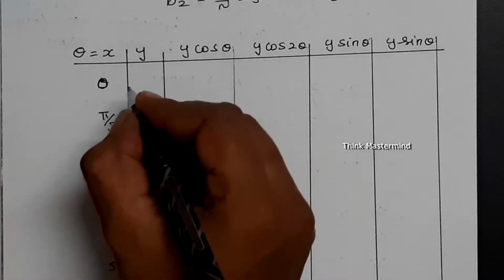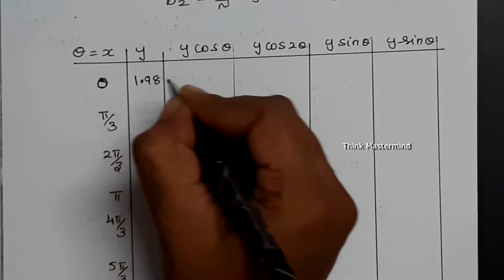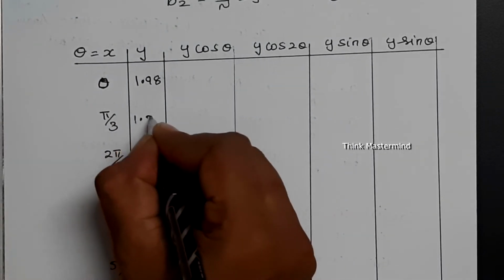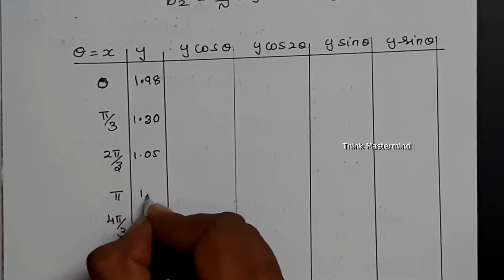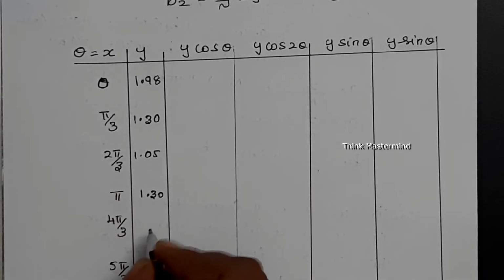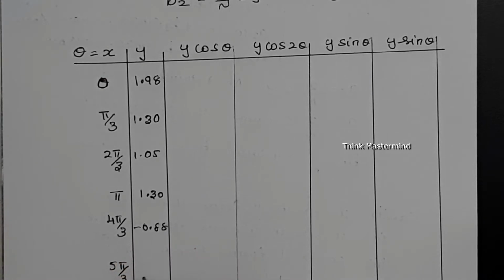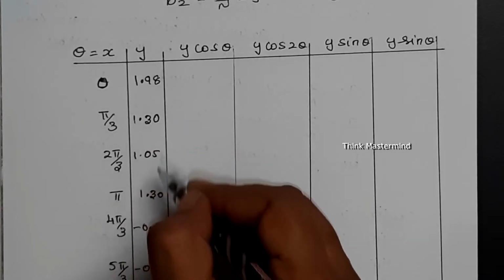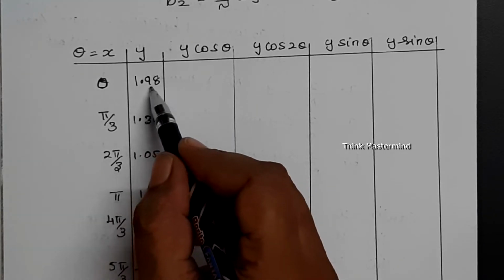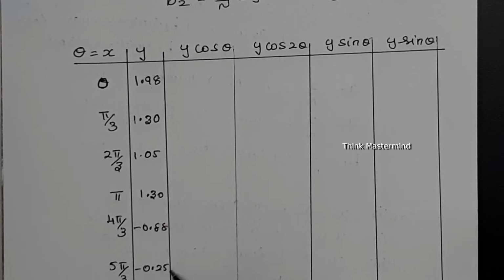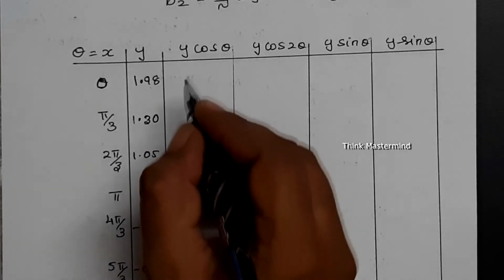Now we are writing the y values: 1.98, 1.30, 1.05, 1.30, minus 0.88 and minus 0.25. See, in between values of y are also same, but I am not ignoring those. Only you have to check that the first value of y and the last value of y are same. You have to ignore the last data from the given problem. Now we are going to find them one by one.